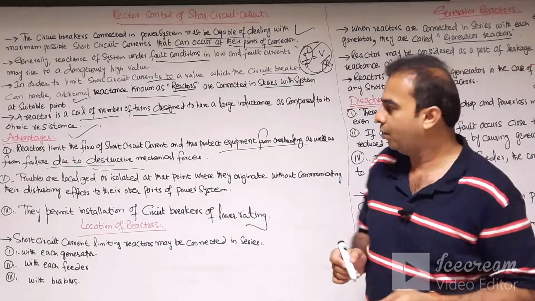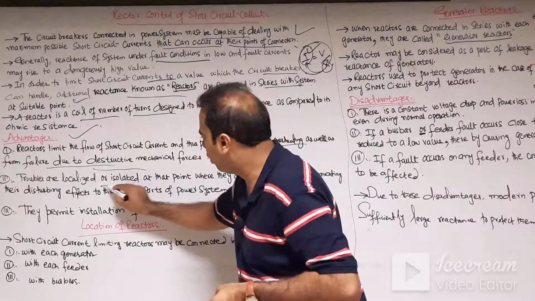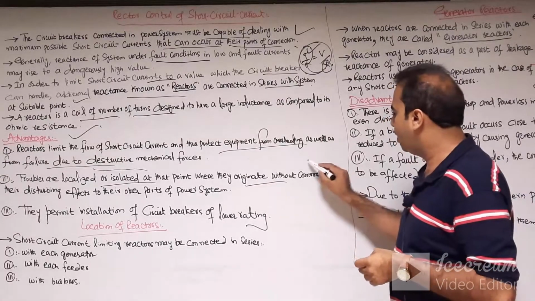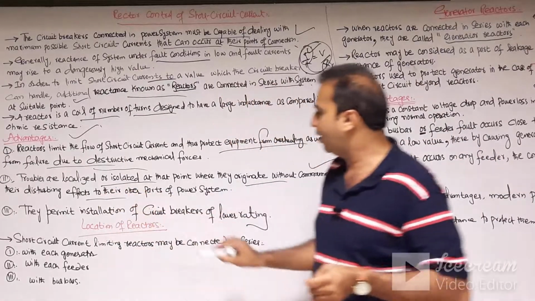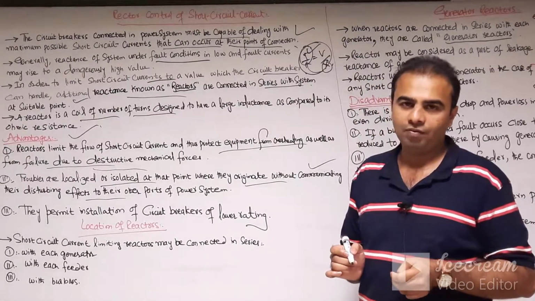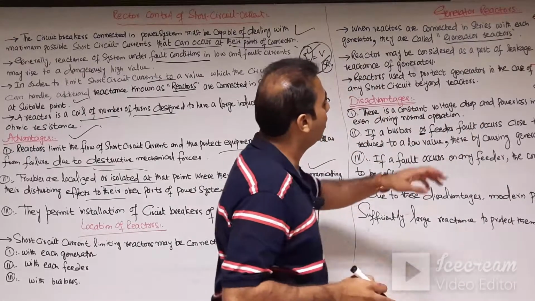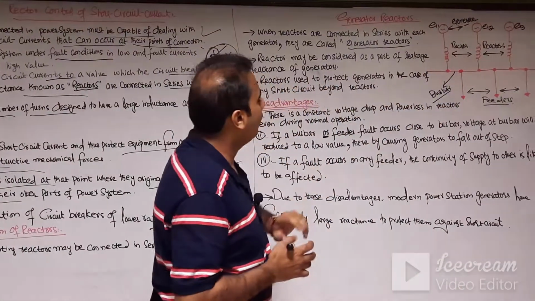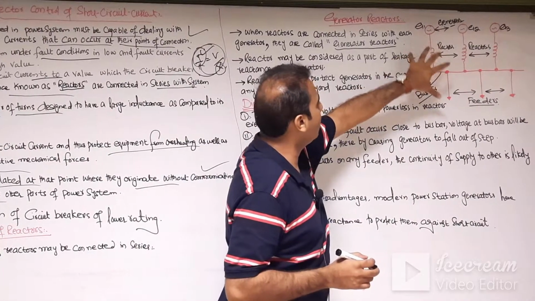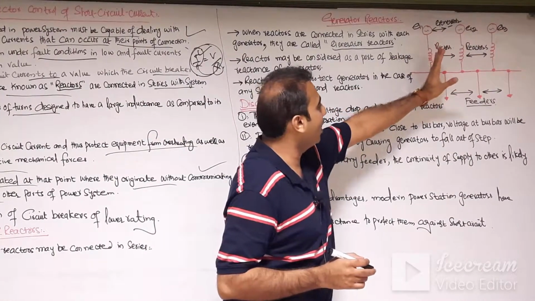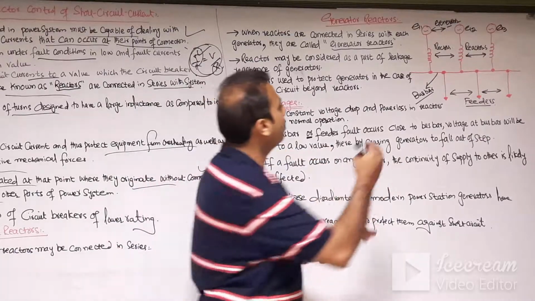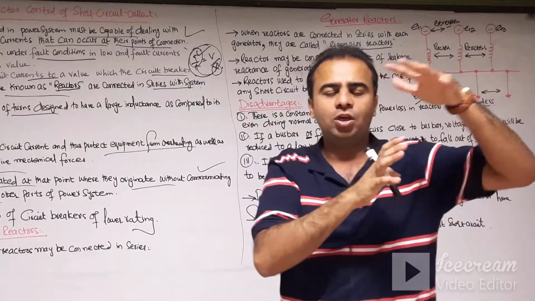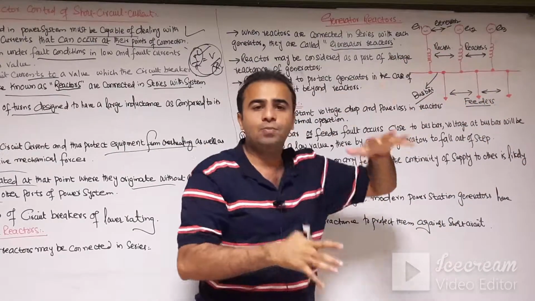It can damage the particular equipment. The second advantage is that troubles are localized or isolated at the point where the fault is generated, without communicating their disturbing effect to the other parts of the power system. For example, if the fault occurs at the generator point, the short circuit current at the generator side is limited by the reactor which is connected in series with the generator.